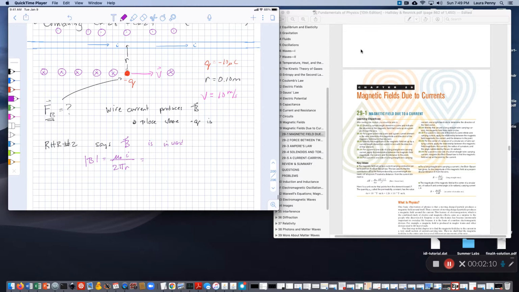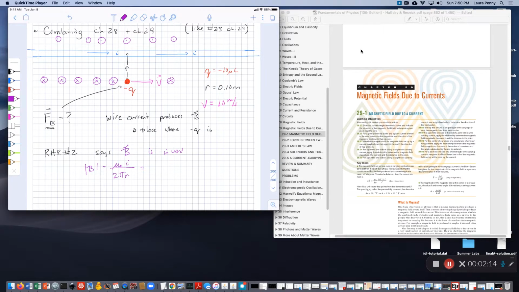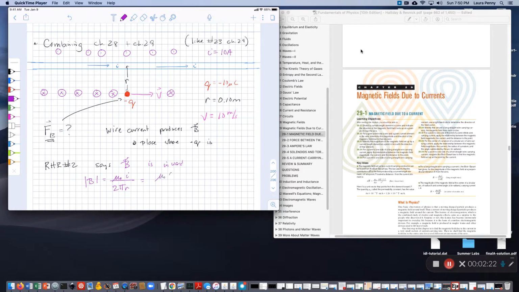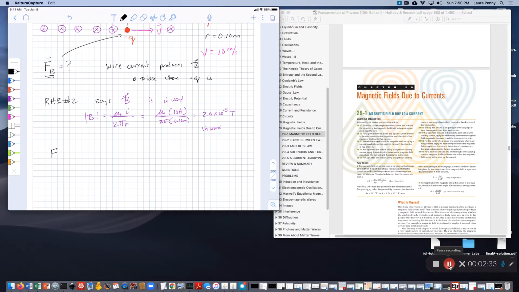So I can put in my numbers here. So I've got a current. Did I say what the current was? I didn't. So let's choose a current of 10 amps. So I'll say mu naught, 10 amps, over 2 pi, and then 0.1 meters. All right, so then I get a magnetic field of 2 times 10 to the negative 5 Teslas.